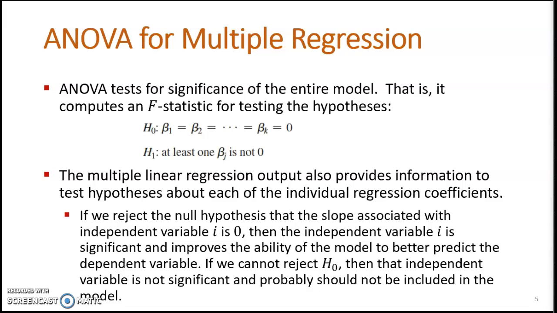The multiple linear regression output also provides information to test hypotheses about each of the individual regression coefficients. If we reject the null hypothesis that the slope associated with the independent variable i equals 0, then the independent variable i is significant and improves the ability of the model to better predict the dependent variable. If we cannot reject the null hypothesis, then that independent variable is not significant, and probably should not be included in the particular model.